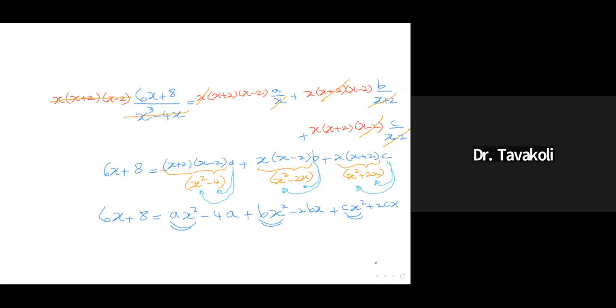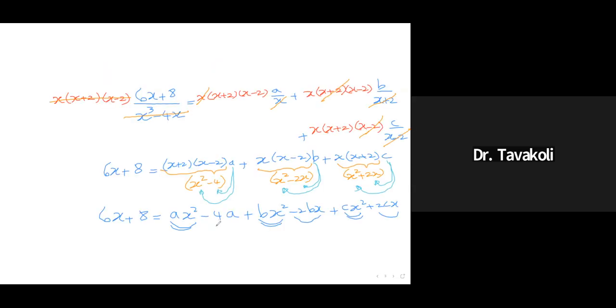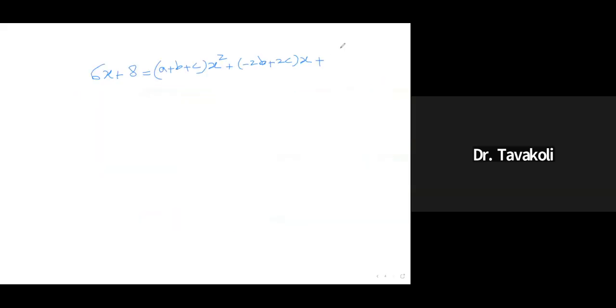Now, there are two terms which have only x, in other words, are of degree 1, these two. So x is in common. What I can do is I can factor x out. So this is going to be minus 2b plus 2c times x. Let's see if anything is remaining. Yep, minus 4a. This minus 4a is remaining here. And at the end, minus 4a, or plus minus 4a.